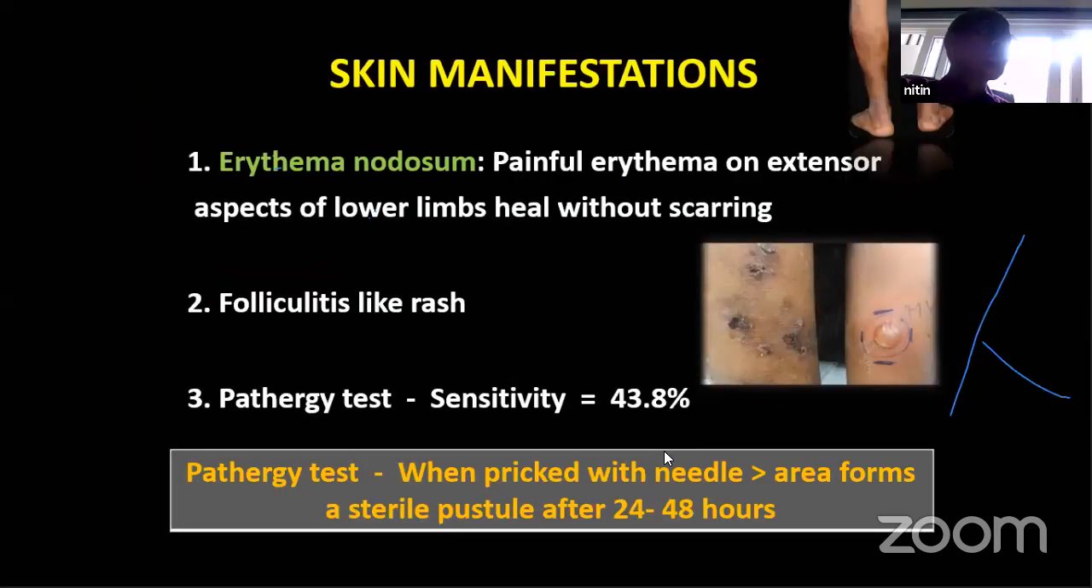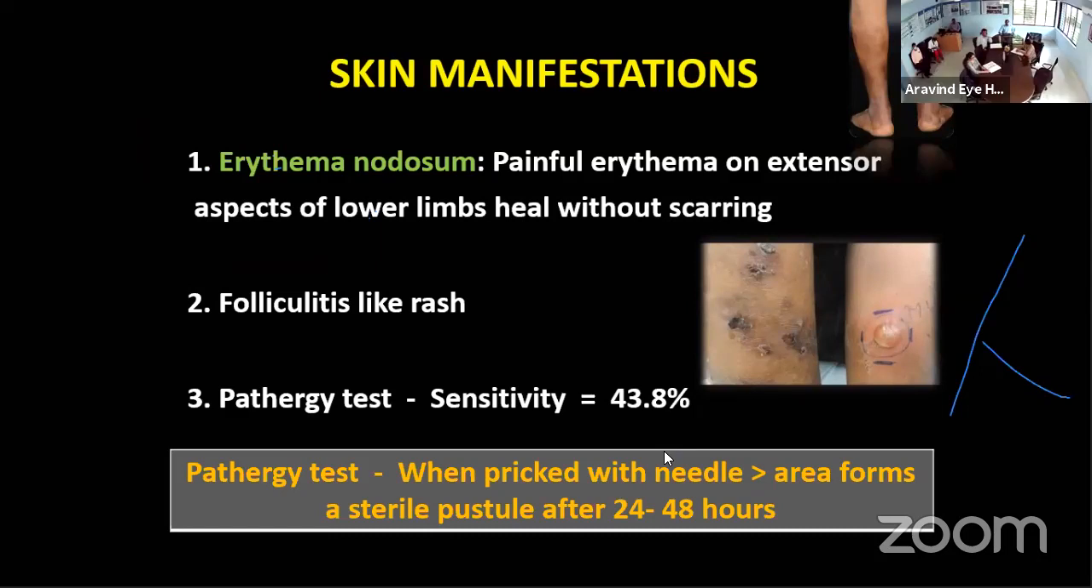The skin manifestation include the erythema nodosum, the folliculitis, or they sometimes do this Pathergy test. When the skin of these Behcets patients is pricked with a needle, they get an area with a sterile pustule after 24 to 48 hours. So this is a very, very simple test to do, but it is not very specific. It can be there in various other manifestations. As we look at the sensitivity, it is 43.8%.